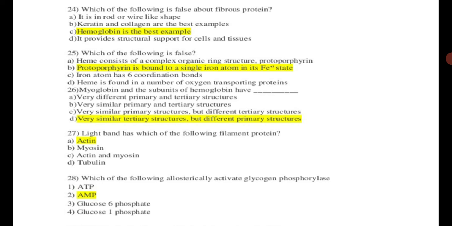Question number 25. Which of the following is false? Heme consists of a complex organic ring structure, that is a protoporphyrin. It is correct. The iron atom has 6 coordination bonds. It is correct. Heme is found in members of oxygen transporting proteins. It is also correct, but option B is incorrect, because heme is a precursor for hemoglobin. Heme is a coordination complex consisting of iron coordinated to a porphyrin ring. Biologically important hemoproteins are myoglobin, cytochromes, catalases, and heme peroxidase.